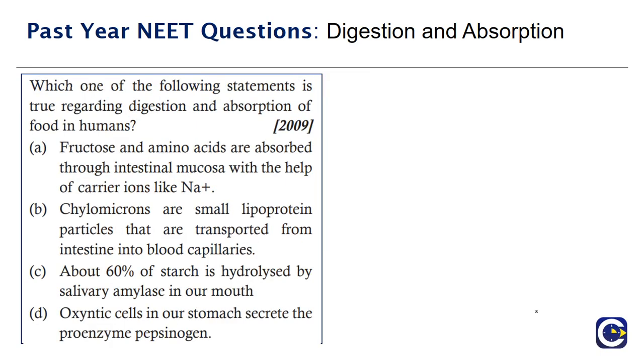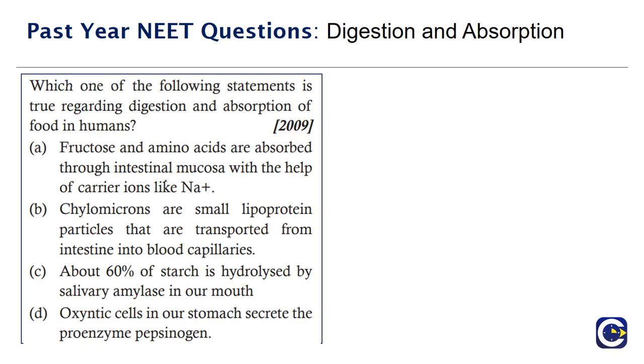Which one of the following statements is true regarding digestion and absorption of food in humans? The options given are: fructose and amino acids are absorbed through intestinal mucosa with the help of carrier ions like sodium. Chylomicrons are small lipoprotein particles that are transmitted from intestine into blood capillaries. About 60% of starch is hydrolyzed by salivary amylase in our mouth. Oxyntic cells in our stomach secrete the proenzyme pepsinogen.